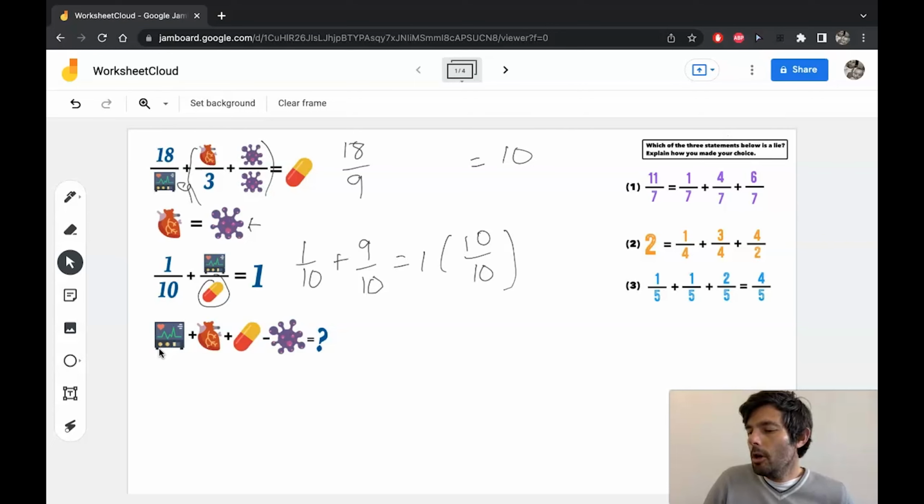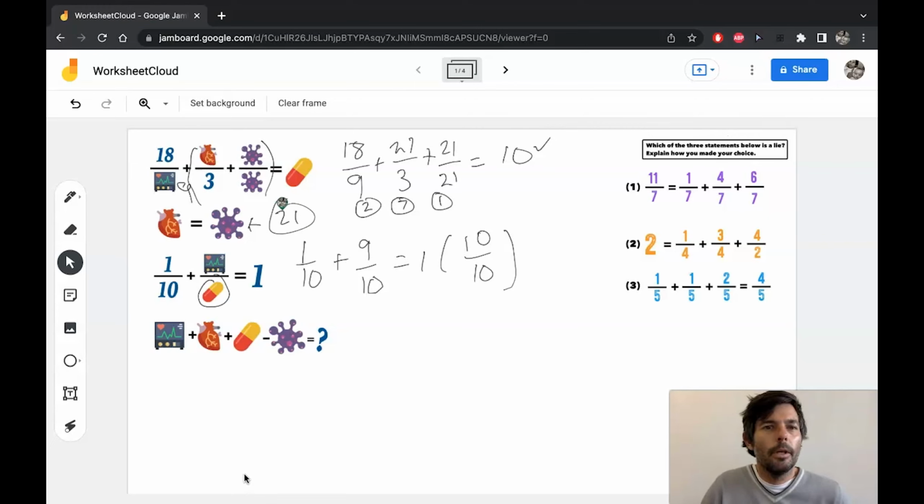Okay, so once you've worked through it, you should get a number sentence like that. Because remember that's going to be equal to 2, that's going to be equal to 7, and that's going to be equal to 1. And if you add 2, 7, and 1 up, you're going to get 10. That means the hearts and the virus are 21 each. So when we go to the bottom, we've got 9 plus 21, which is 30, plus 10, which is 40, minus 21 is going to give me an answer of 19.